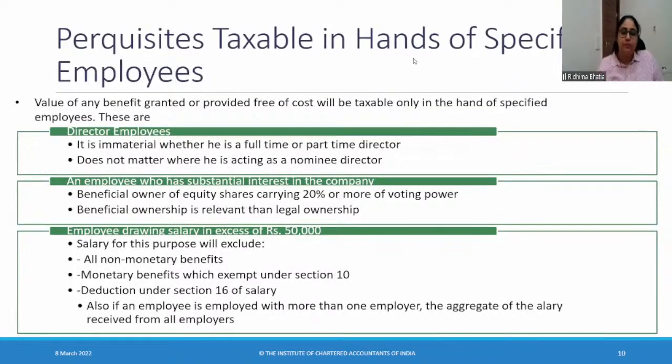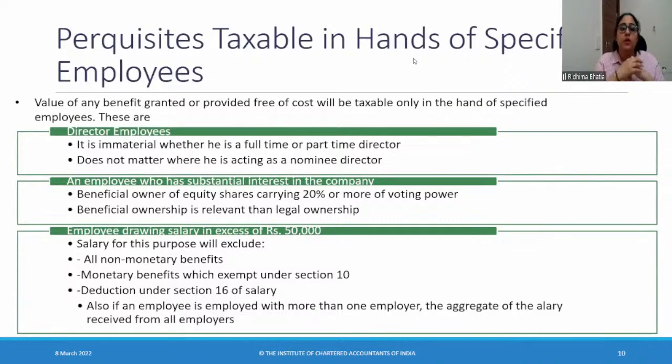This category is completed, where we were discussing taxable perquisites. Now, there are certain perquisites which are taxable in the hands of specified employees. First, we were considering the perquisites taxable in the hands of all employees. But there are certain perquisites which are taxable in the hands of specified employees. Who are specified employees? Number 1, a director of the company. A director of the company is a specified employee.